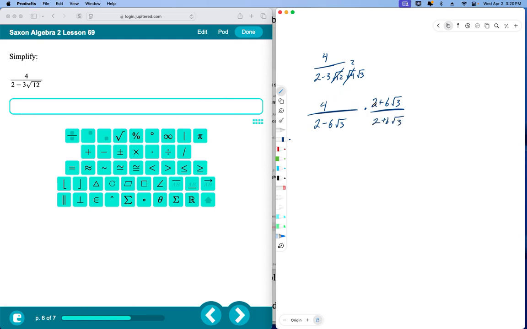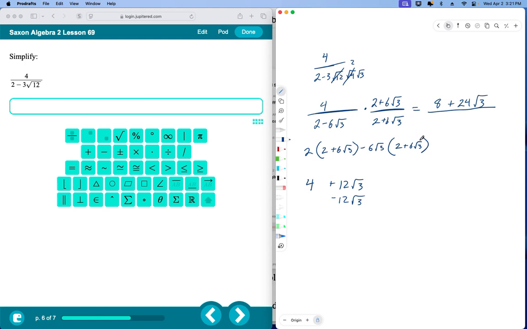All right, so this is not so hard. This is going to be 8 plus 24 times the square root of 3 is our new numerator. Let's see what we get in our denominator. 2 times 2 plus 6 times square root of 3 minus 6 times square root of 3 times 2 plus 6 times square root of 3. That's our distribution. So this times this is 4. This times this is positive 12 square root of 3. This times this is negative 12 square root of 3. And negative 6 times positive 6 is 36.